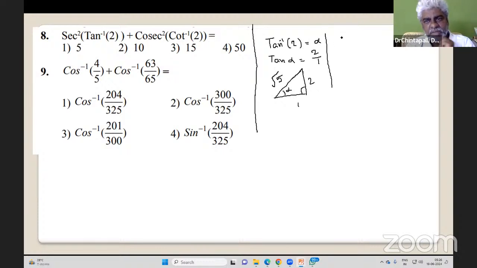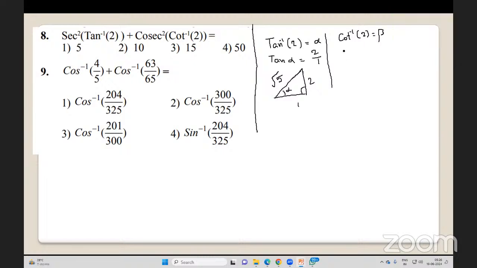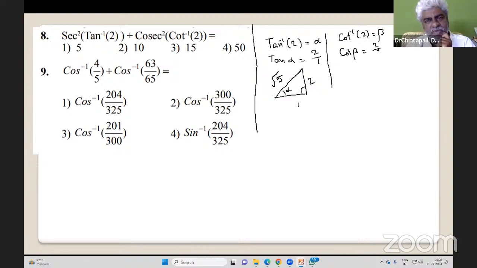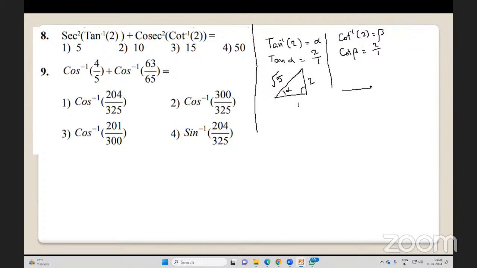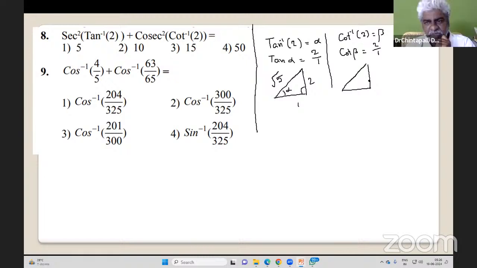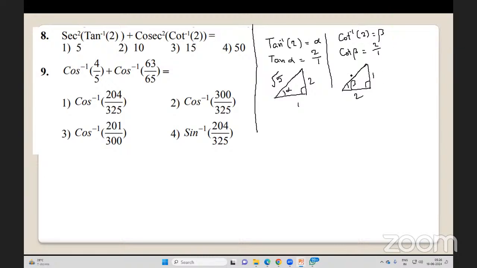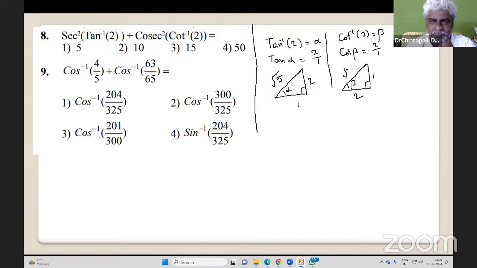Let's take this also. Let us take cot inverse 2 as beta, right? Yes, sir. And cot beta is equal to 2, which means 2 by 1, right? Yes, sir. You will enjoy solving this sum right now. Beta. Tell the hypotenuse for 2 and 1. Yes, sir. It is root 5.